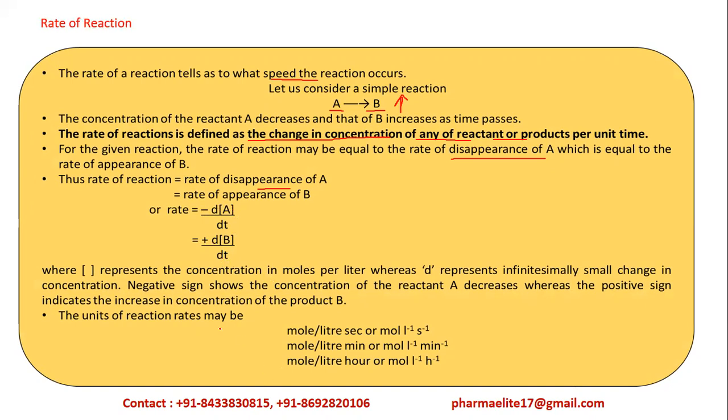And there can be different units which can be used to describe these reaction rates, which could be moles per liter per second, that is mol L^-1 s^-1. What is in the denominator will be represented in this form, that is liter inverse and second inverse. Or moles per liter per minute, that is mol L^-1 min^-1. And mole per liter per hour, that is mol L^-1 h^-1. These are the different forms in which you can express the reaction rates.